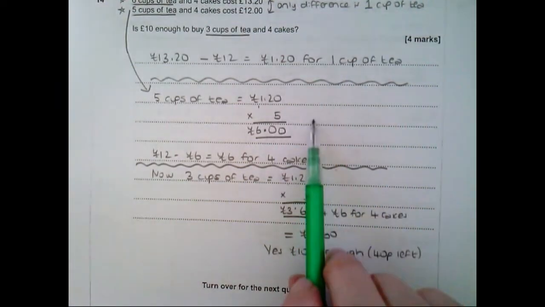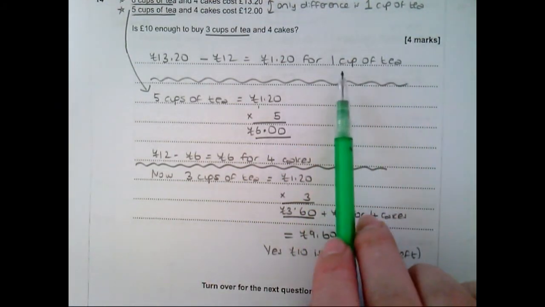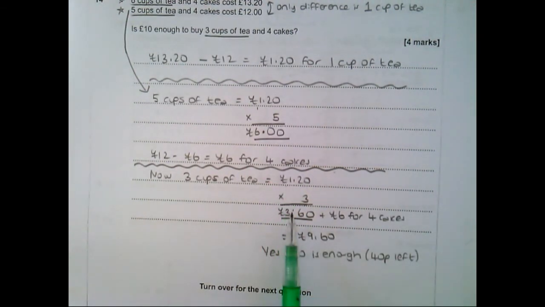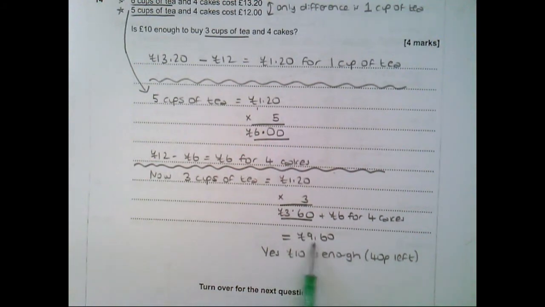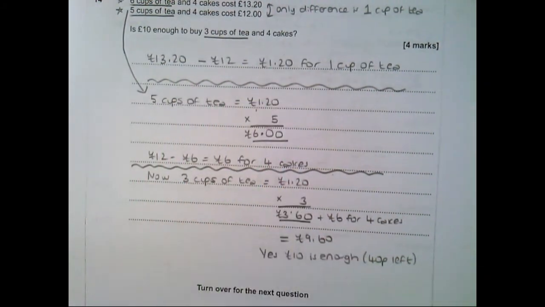And you would need to show all of this working out to get your 4 marks. You need to show exactly where you're getting the price for the cups of tea, how you're using that to work out the cakes, what you're doing to work out how much they're going to spend. You need to actually say yes at the end as well, because they're asking you a question, so you need to say yes or no.